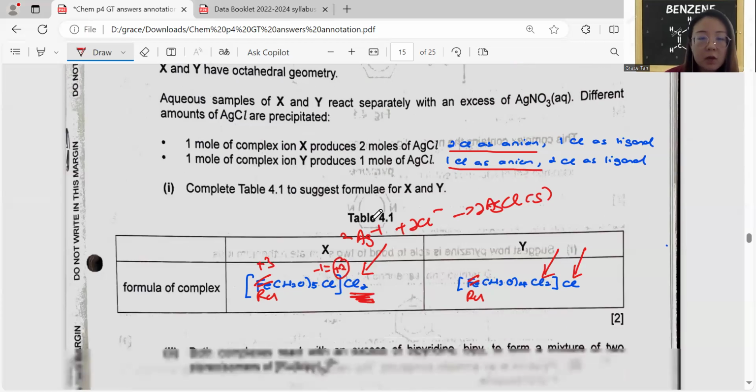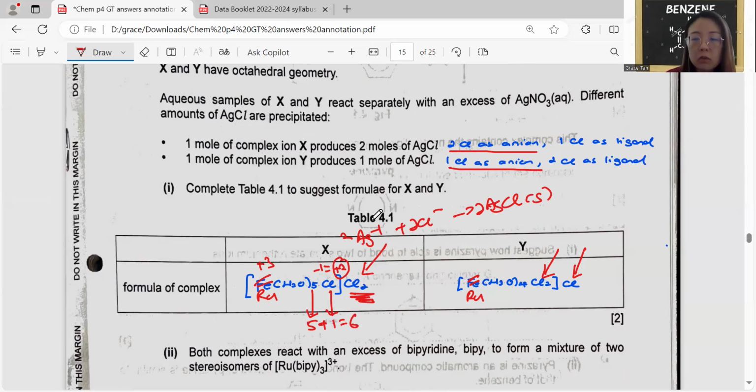Because they say octahedral. So can you see here, there are 5 water molecules and 1 chlorine. So 5 plus 1 is 6, octahedral shape. Since here there are 2 chlorine as ligand, that means the remaining 4 must be water. So there are still a total of 6 ligands in the octahedral complex. So the formula is given in the blue color pen, but please change Fe to Ru.